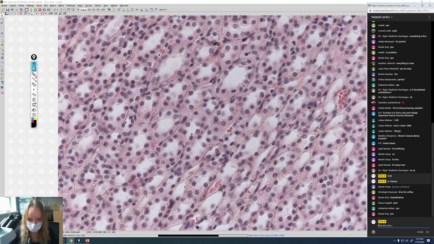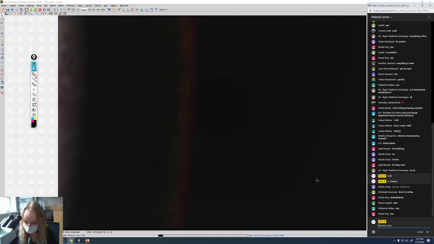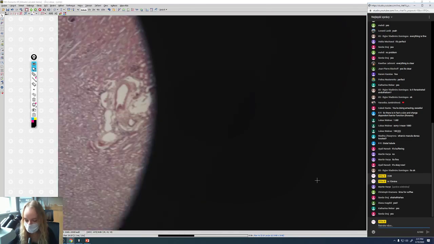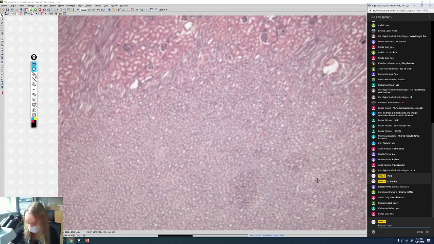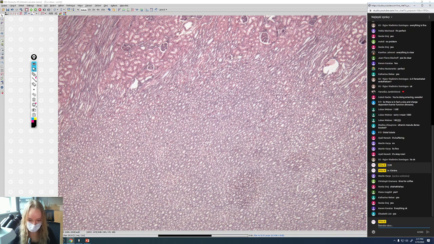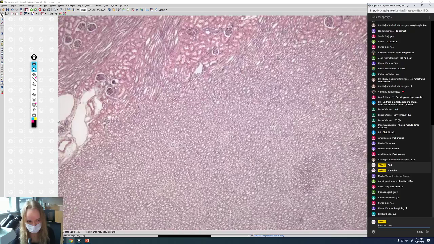So okay, we described collecting tubules right here, but they gather together into bigger structures you already know, and these bigger structures are called calyces. So these collecting tubules are gathering together into calyces, and what we can see here in this slide.